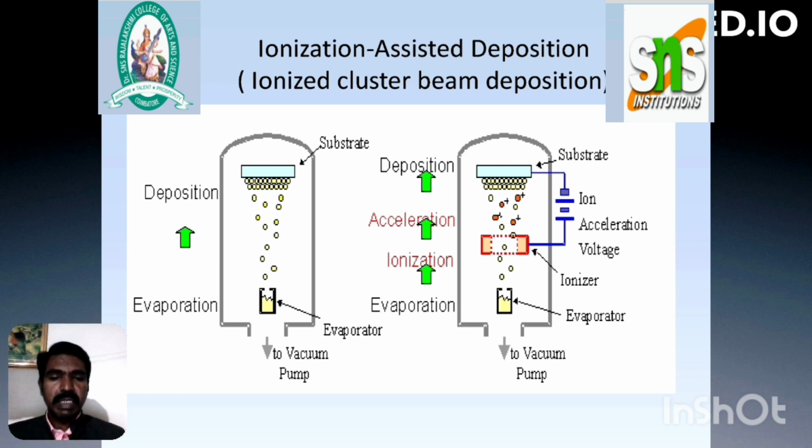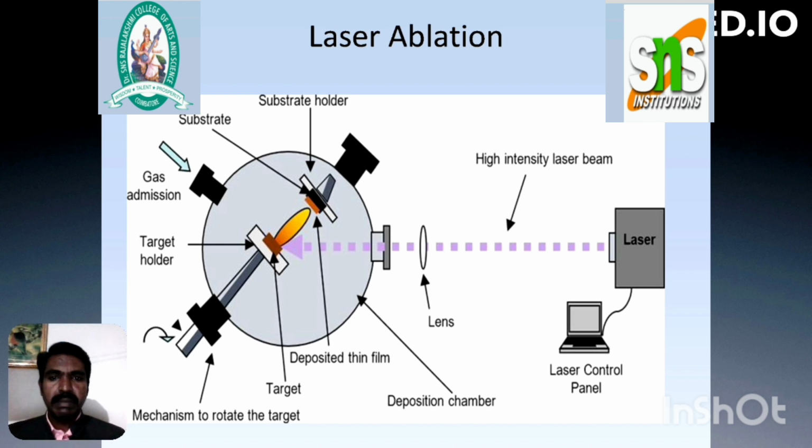In this method, one of the most important things is evaporation. For evaporation, we have various methods. For example, one of the evaporation methods is called laser ablation. In this method, we can evaporate the molecule, I mean, we can remove the molecule from the target.